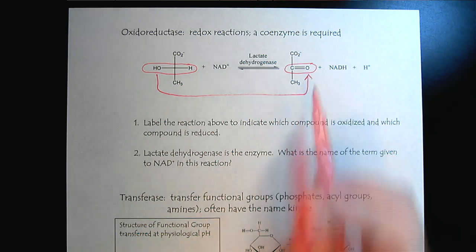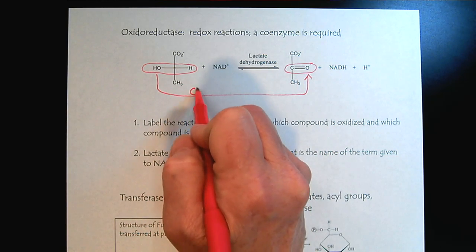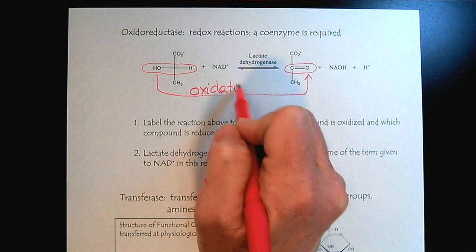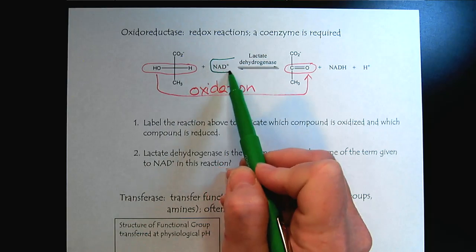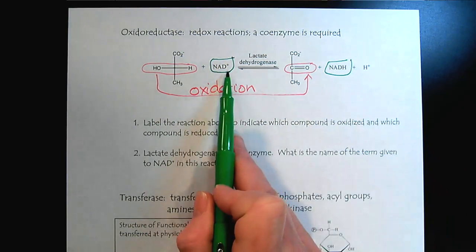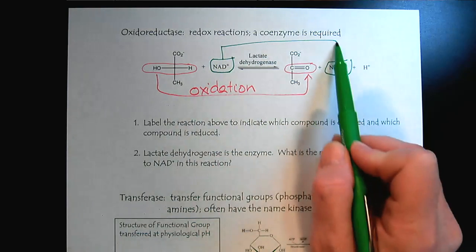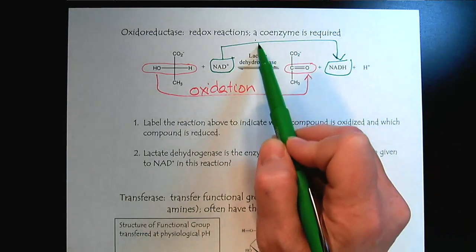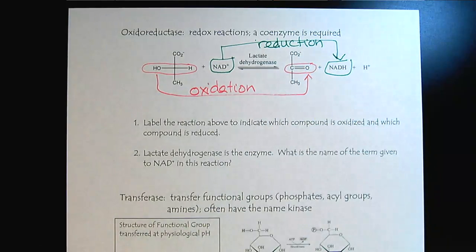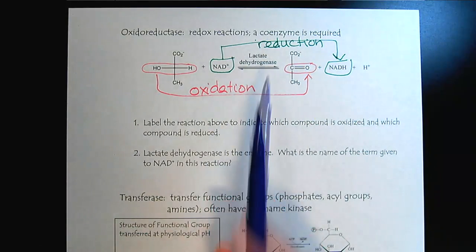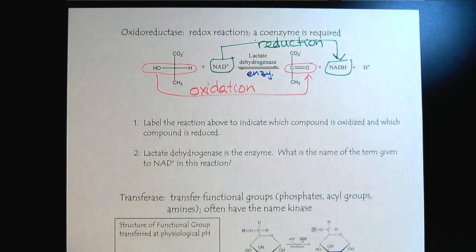So let's go ahead and review. What happened here, right? We had an increase in our carbon-oxygen bonds. So this is definitely an oxidation. And then if we look at our coenzyme, we notice, oh, there are no hydrogens there, and there are hydrogens there. So we would recognize this as a reduction. And then the lactate dehydrogenase, right, we recognize that as our enzyme. So we understand every role.